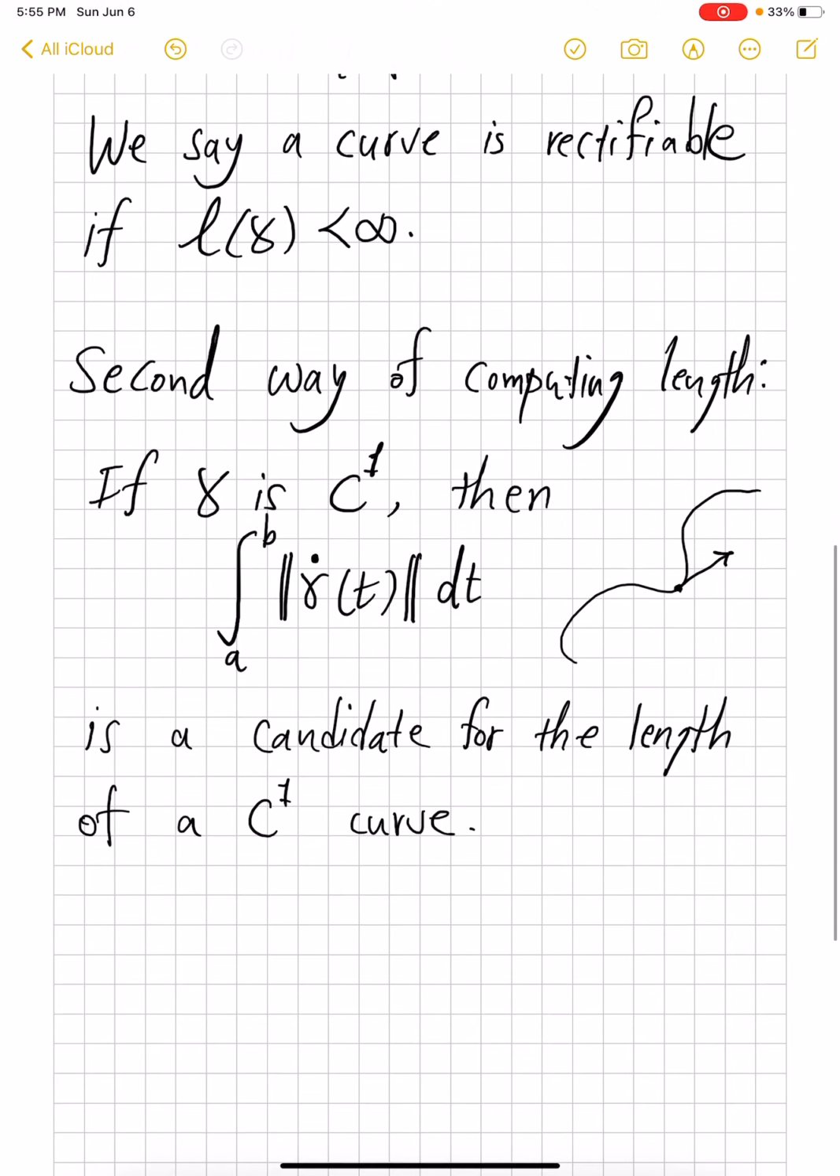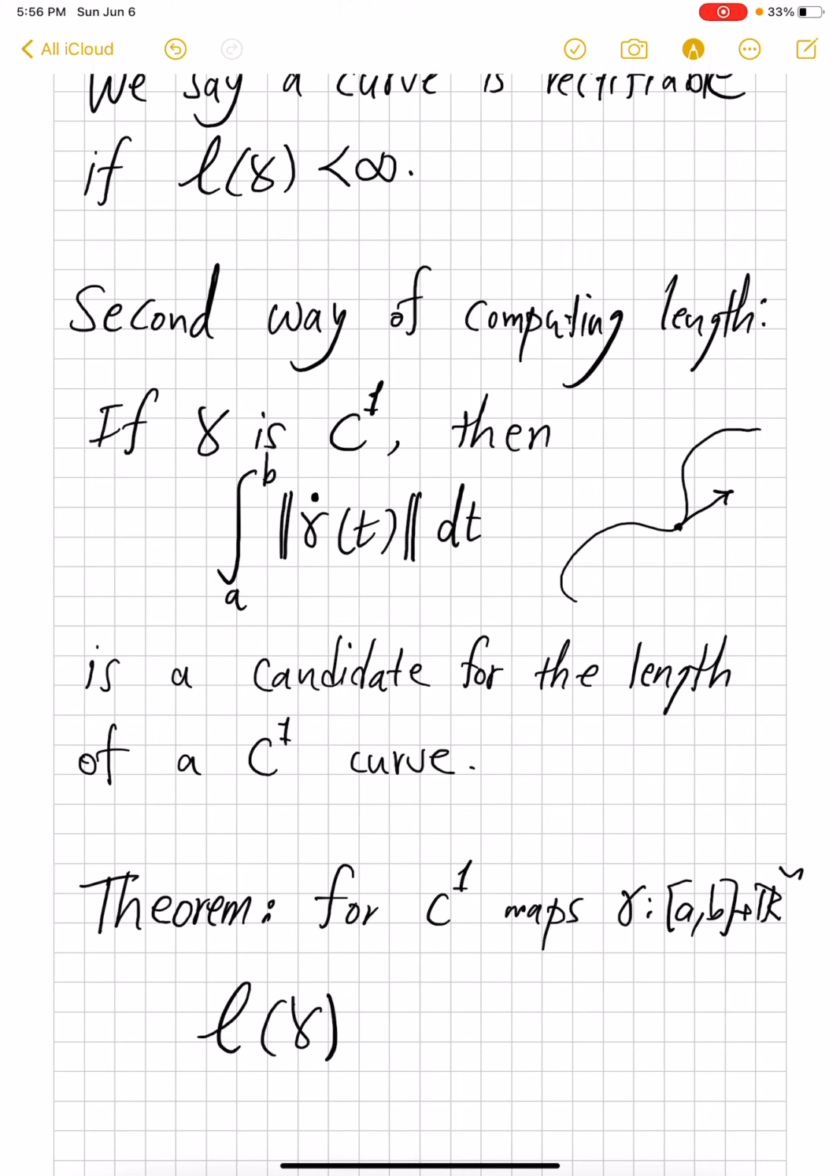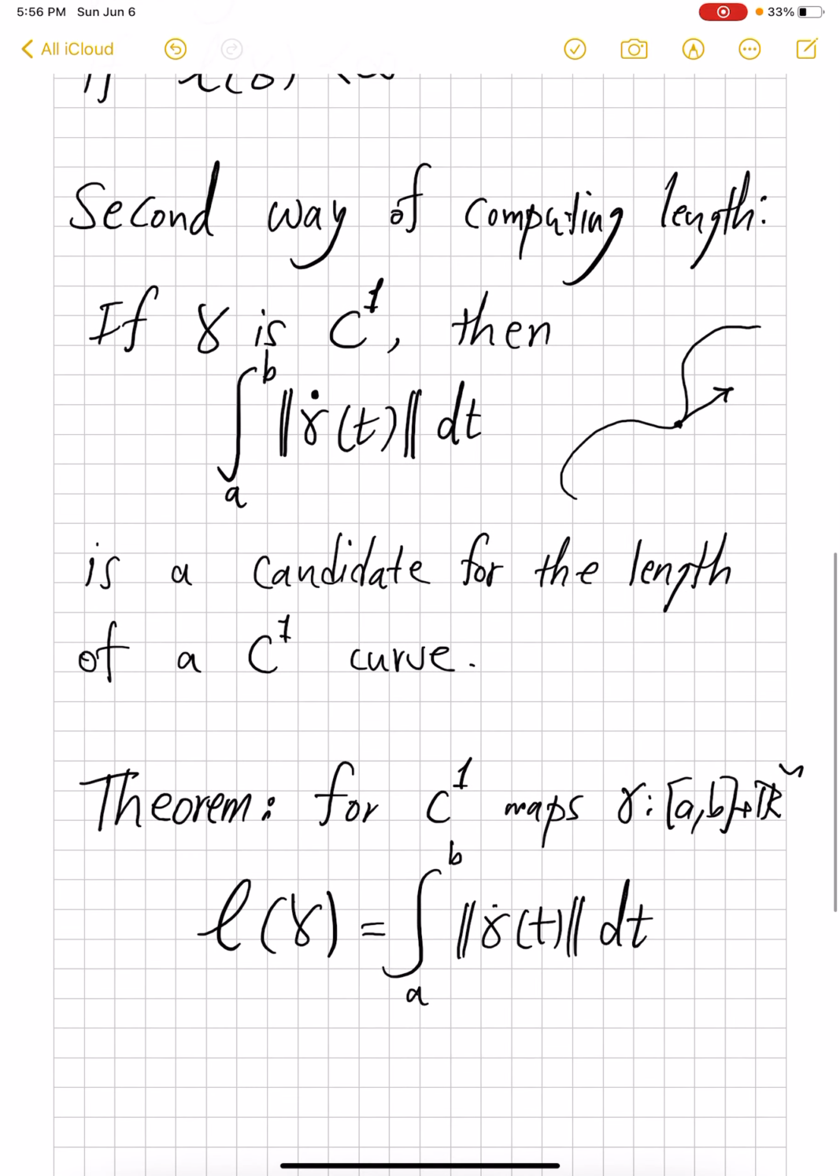Now, ultimately one proves that for C1 curves, let's say maps gamma from [a,b] into Rn, this previous definition of length that we had actually agrees with this integral. And that's good news, because then we are talking unambiguously about the length of curves in Rn.